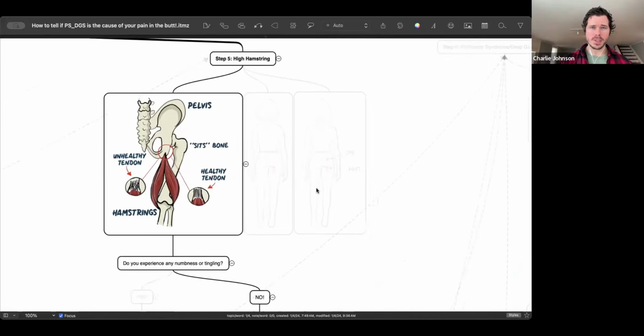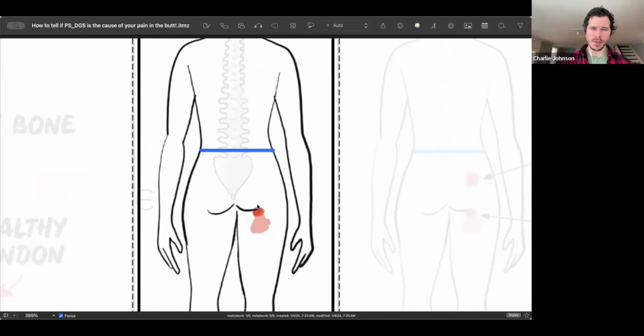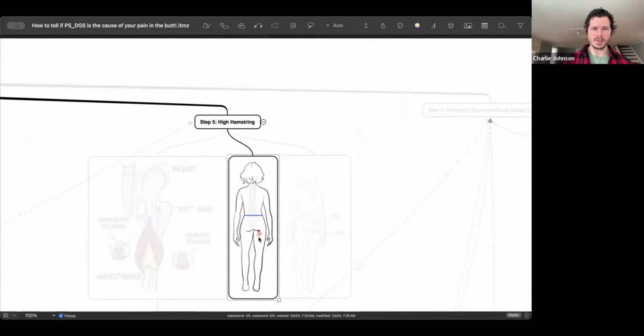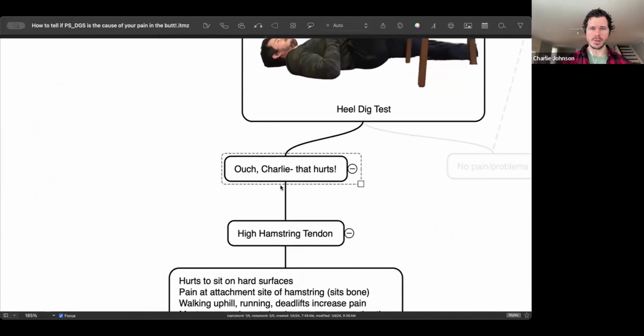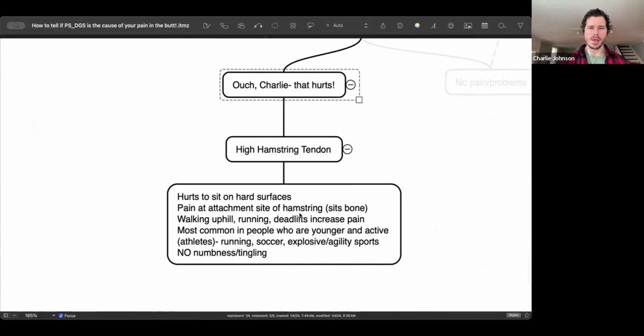It's going to hurt, if it's a hamstring problem, right here on that little sits bone, and maybe you'll feel some pain that kind of draws into the high hamstring area. If you say, Charlie, that heel dig test, youch, it points to an issue with the high hamstring tendon. And again, here's sort of the presentation, if you will.